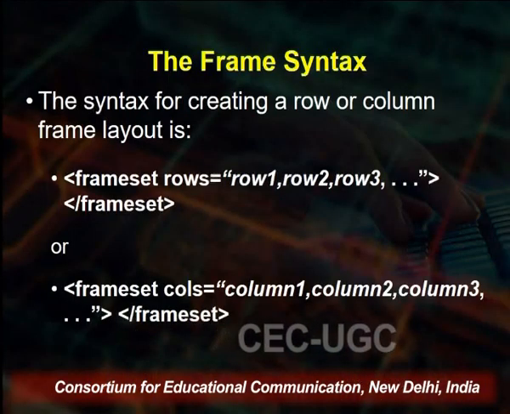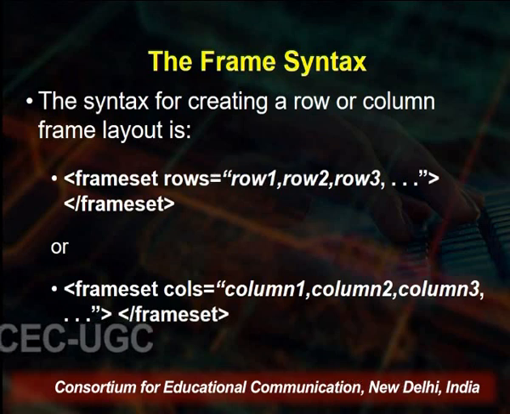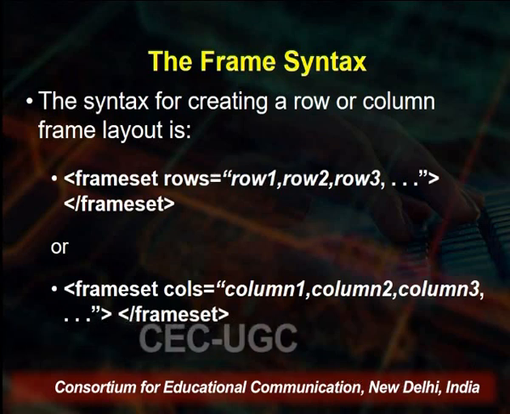You can also write something like frameset rows equal to 20%, 30%, star. In that case, the first row will be 20, the second row will be 30, and the remaining area, whatever is left, will go to the third row. So, you can use the percentages or you can use the asterisk.